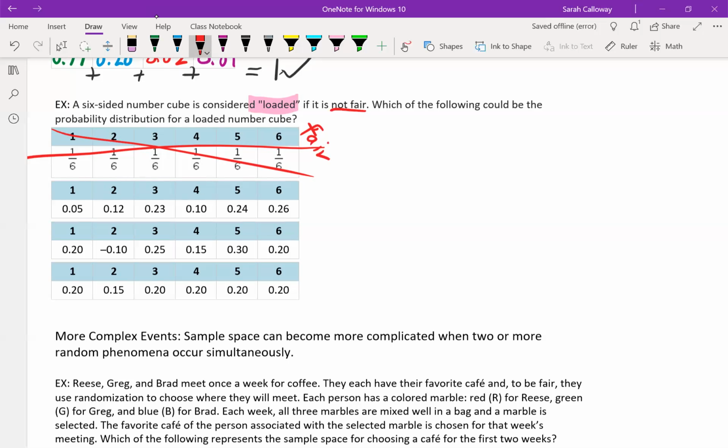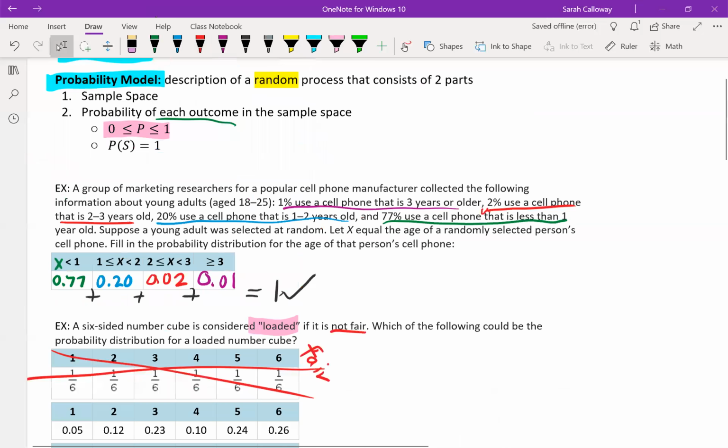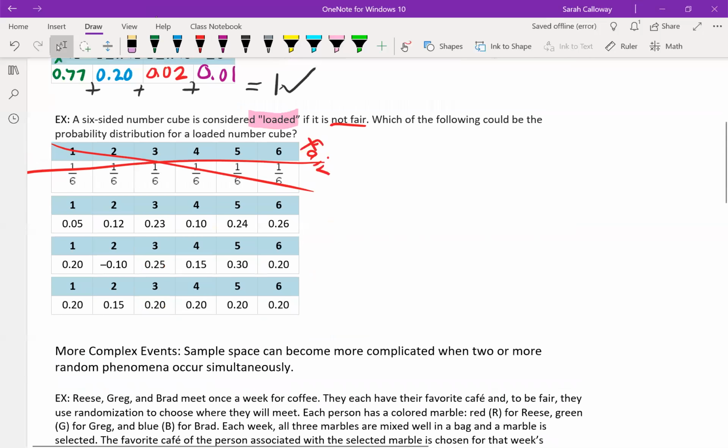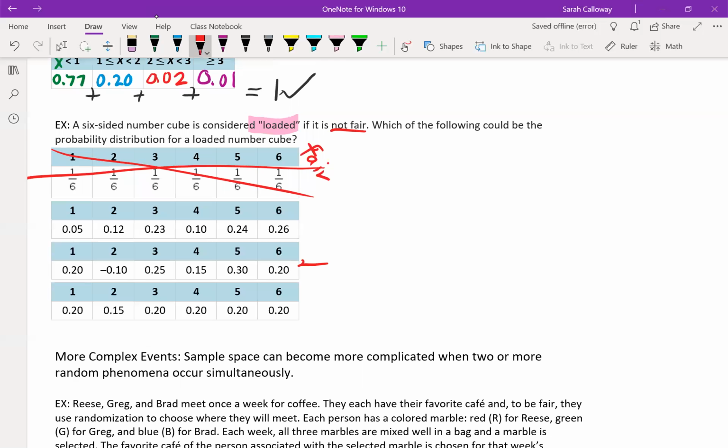They want us to find the probability distribution for a loaded number cube. That would mean that the probabilities are different for each outcome. If I look at the rest of the options, the probabilities are different for each outcome. So I'm going to have to use the other information from a probability model to answer the question. The first thing is that all of the values have to be between 0 and 1. That means that I'm not allowed to have a negative value for a probability.